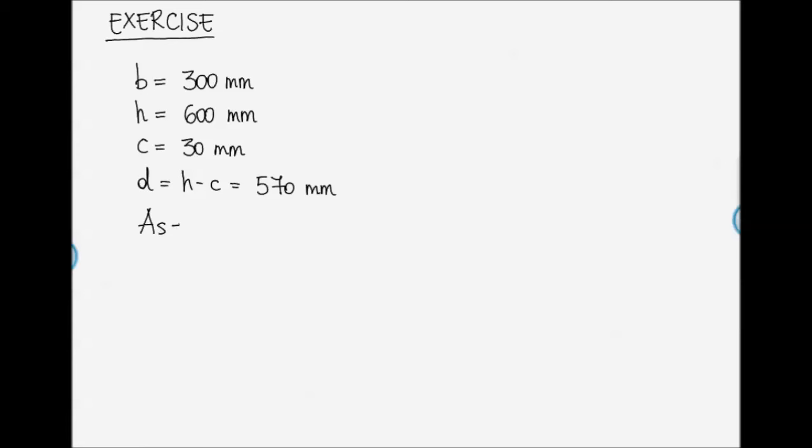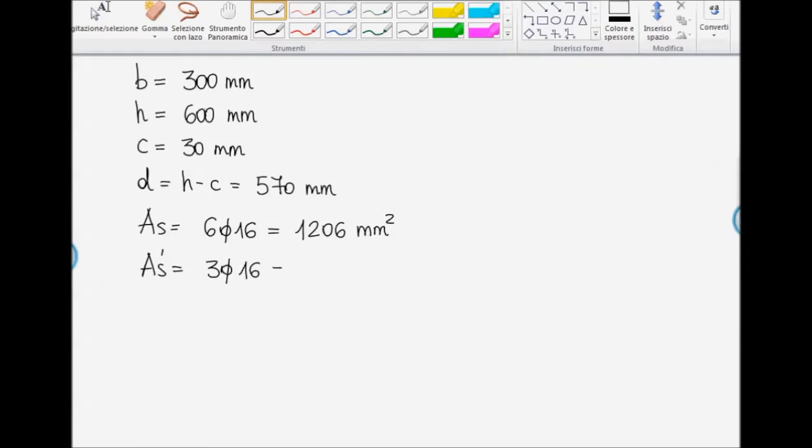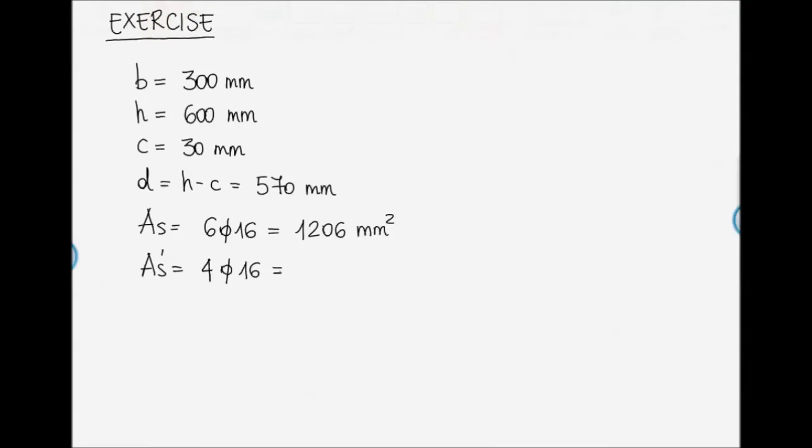AS, the tensile reinforcement, is composed by 6 phi 16. So the total area AS is equal to 1,206 square millimeters. AS prime, 4 phi 16, is equal to 804 square millimeters.